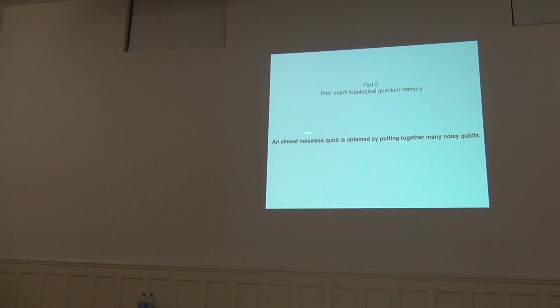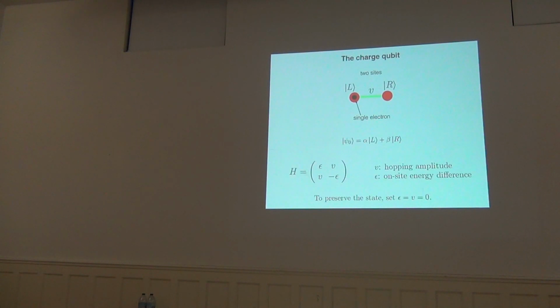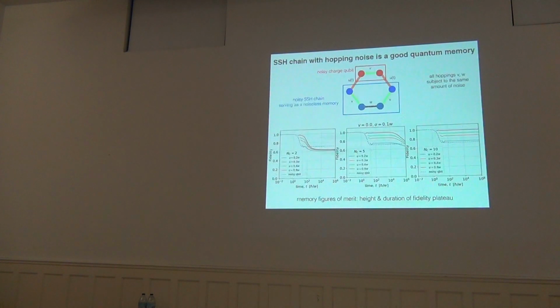And the key message there is that an almost noiseless qubit is obtained by putting together many noisy qubits. So that's the statement, and I'm just illustrating the whole thing with a single figure. This is now a thought experiment. You might want to store quantum information in a charge qubit. A charge qubit is just your electron can live on left or right, and you can form any superpositions of these, and that would be your quantum bit. People are doing experiments on charge qubits.